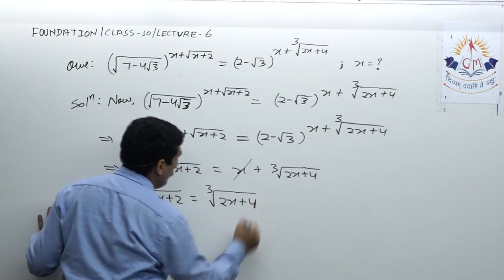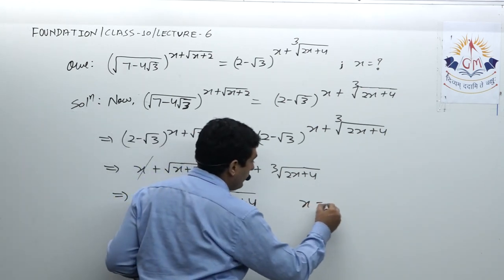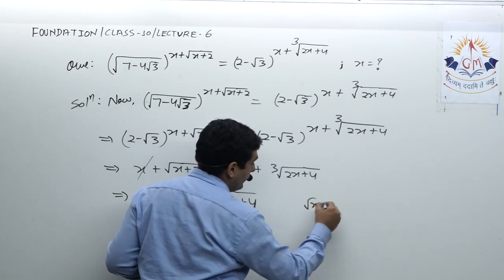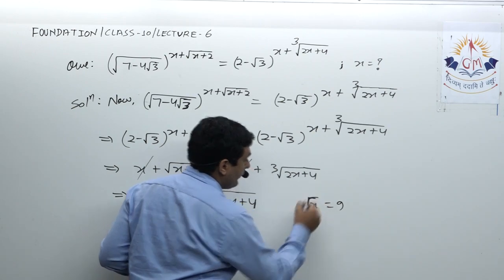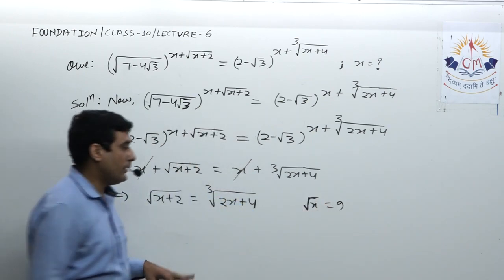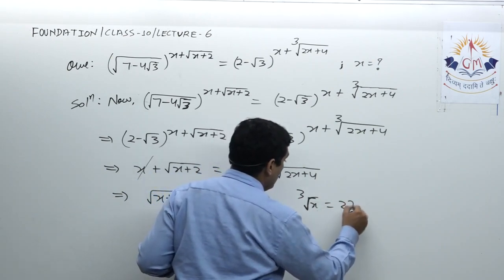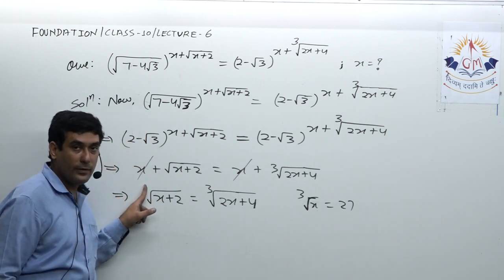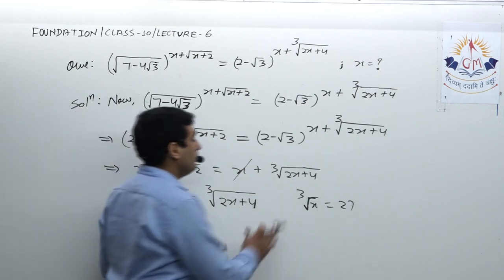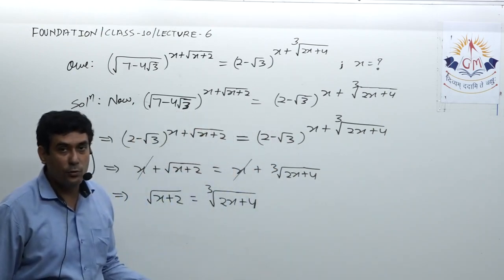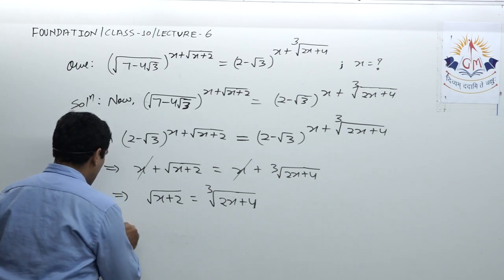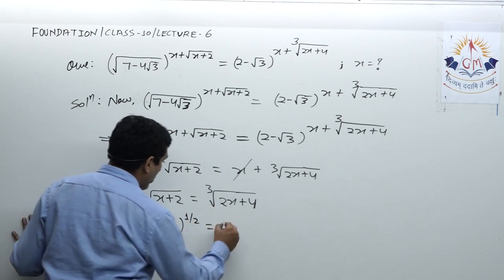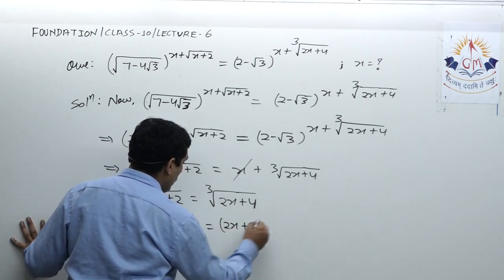Now we need to find the value of x. Suppose we have a value like root x equal to 9. So to remove this power 1 by 2, I used to take square on both sides. Suppose this is a third root, then I used to take power 3 on both sides. But here on one side the power is 1 by 2 and on the other side the power is 1 by 3. So making a square or making a cube is not going to help you out. Here it is x plus 2 raised to 1 by 2, and over here I have 2x plus 4 raised to 1 by 3.